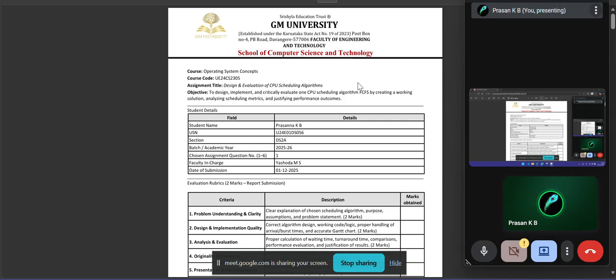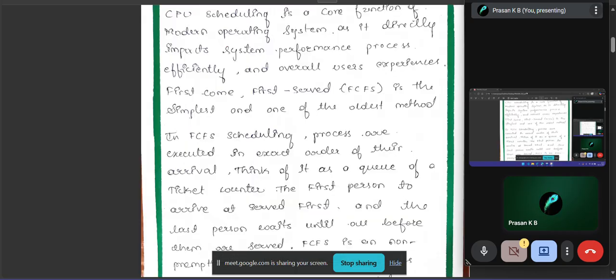This assignment focuses on understanding the working of the FCFS algorithm, implementing its logic through a program, generating the Gantt chart, and calculating performance metrics such as waiting time, turnaround time, and completion time. The objective of this study is to analyze the efficiency of FCFS and evaluate its overall behavior when handling multiple processes with different arrival and burst times.